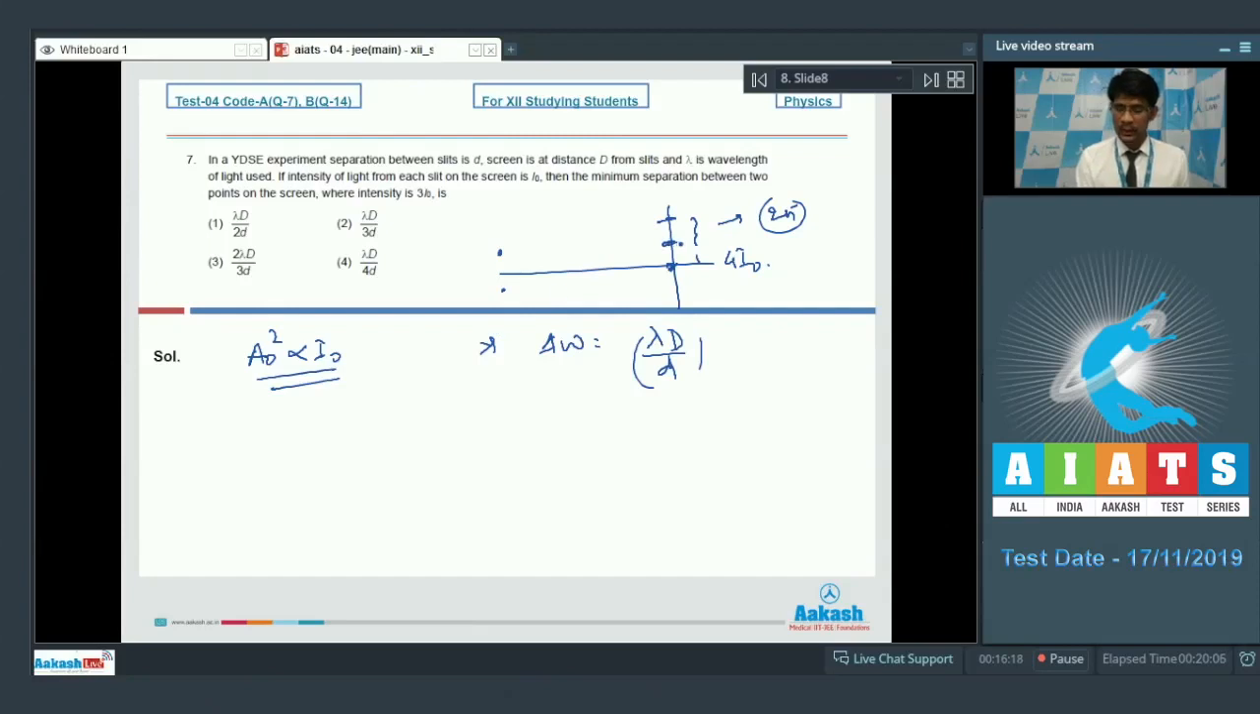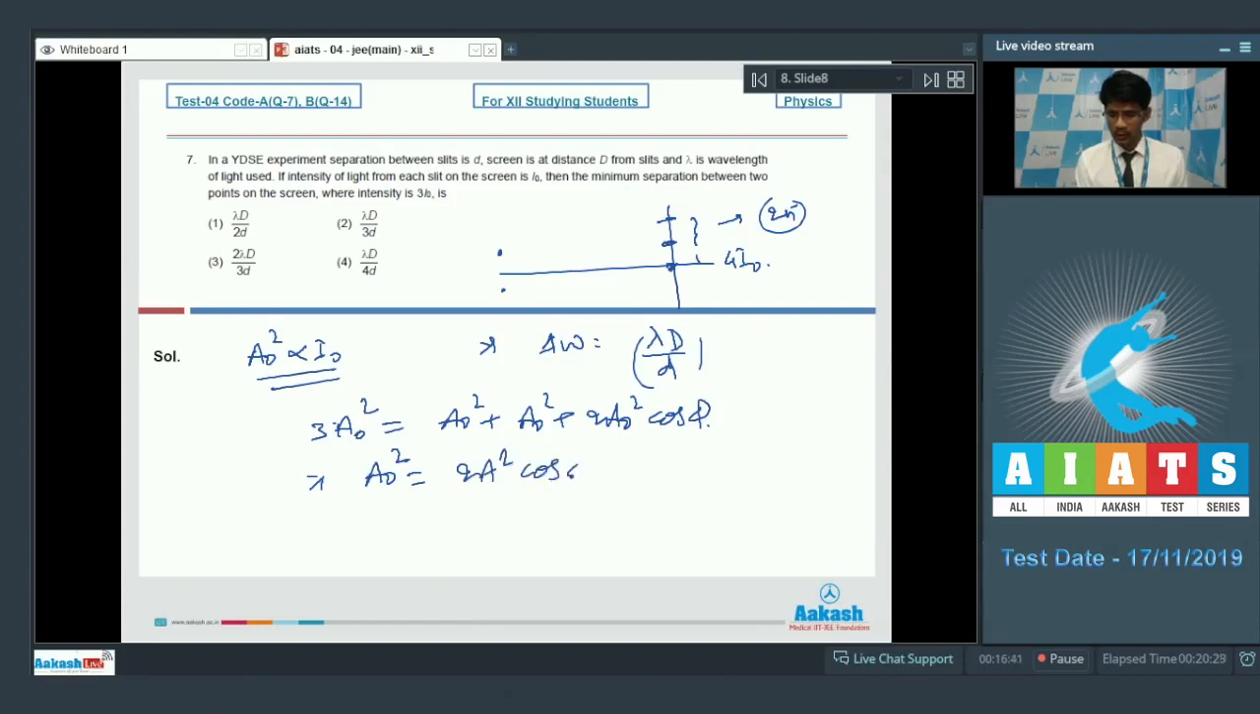So if the resulting intensity at this point is 3I0, I shall simply say 3I0, or A0 squared, would be equal to A0 squared plus A0 squared plus 2A0 squared cos phi, where phi is the phase difference. Or A0 squared would be equal to 2A0 squared cos phi, or cos phi comes out to be 1 by 2. 1 by 2 means pi by 3. So this is the phase difference.